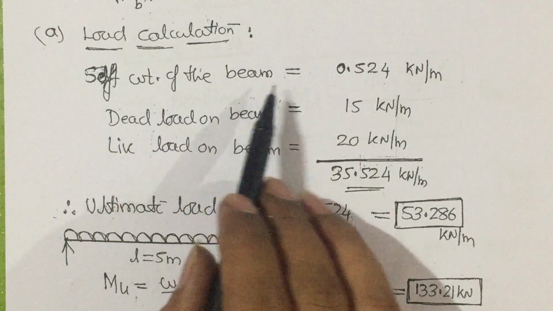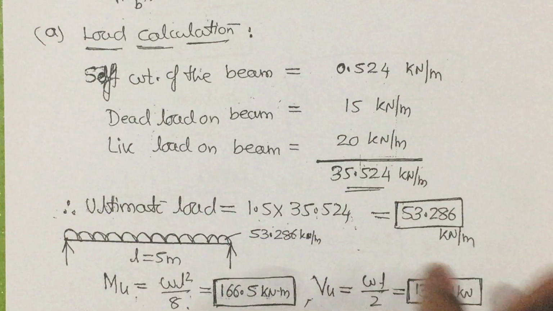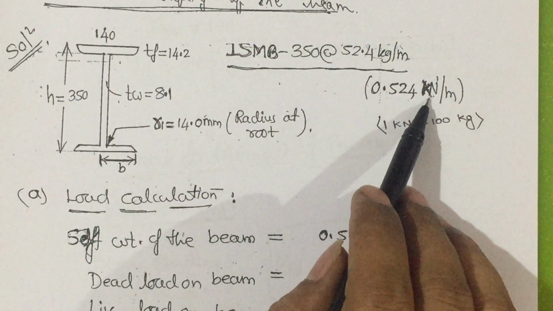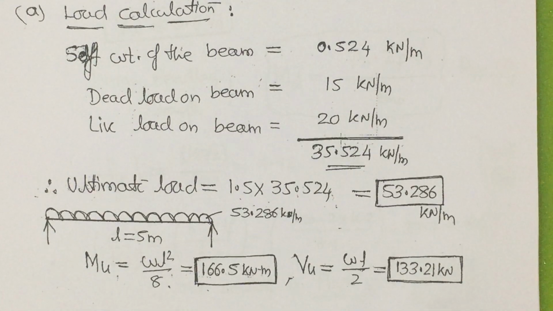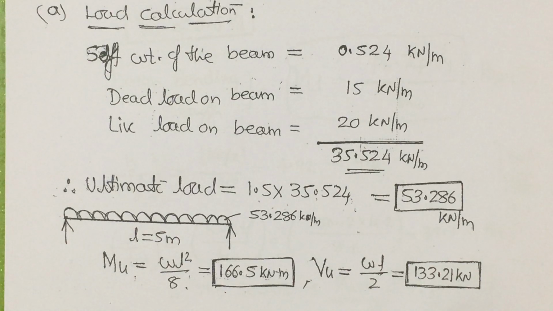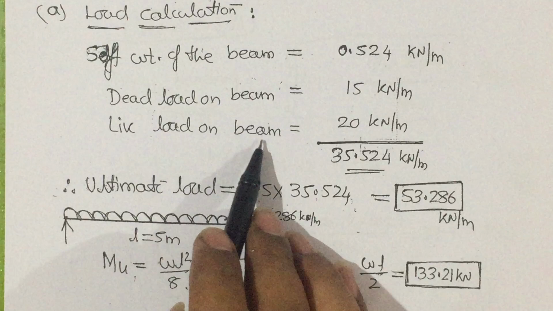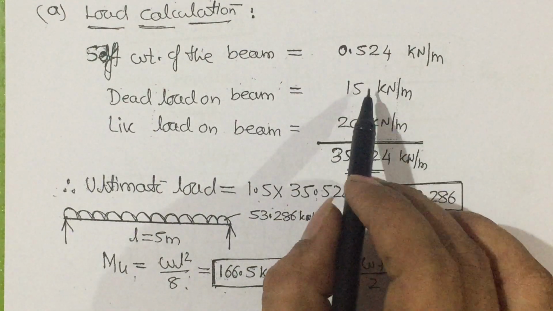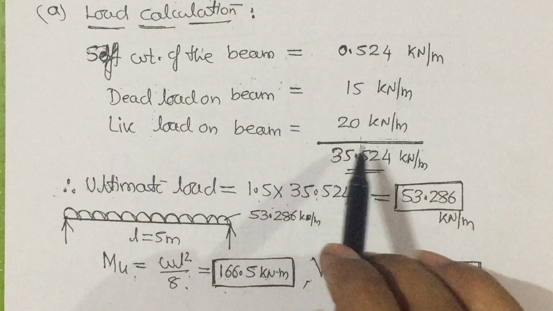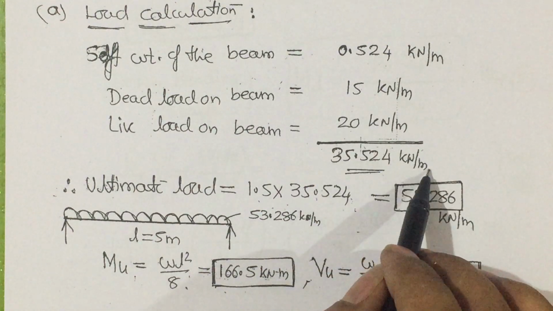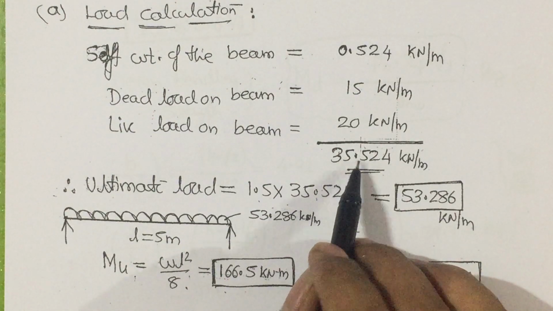First, self weight of the beam is given as 52.4 kg per meter. If we convert into kilonewton and meter, we get it as 0.524. So, self weight of the beam is 0.524 kilonewton per meter. Dead load on the beam 15 kilonewton per meter, live load on the beam 20 kilonewton per meter. These two values are given in the problem itself. Then total we are going to get 35.524 kilonewton per meter. This value we are going to call the working load.